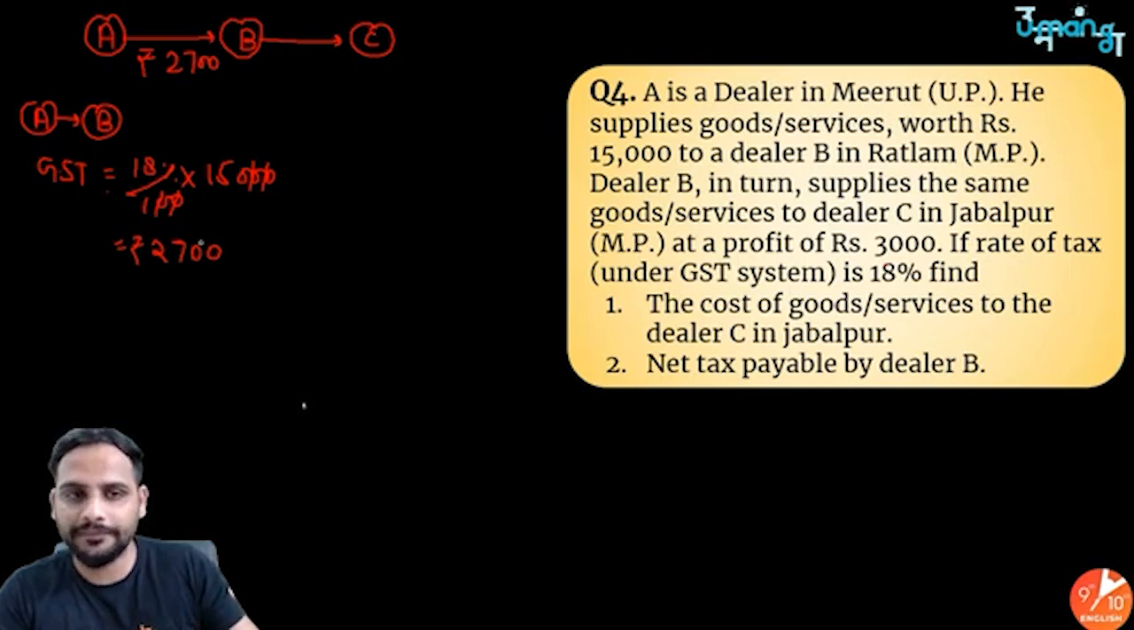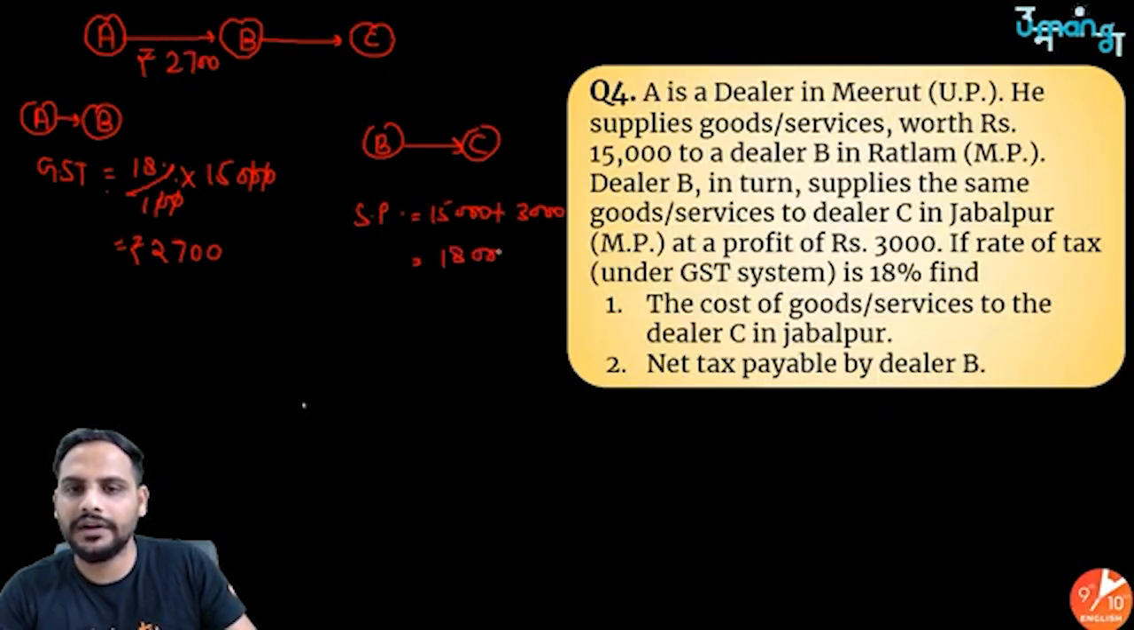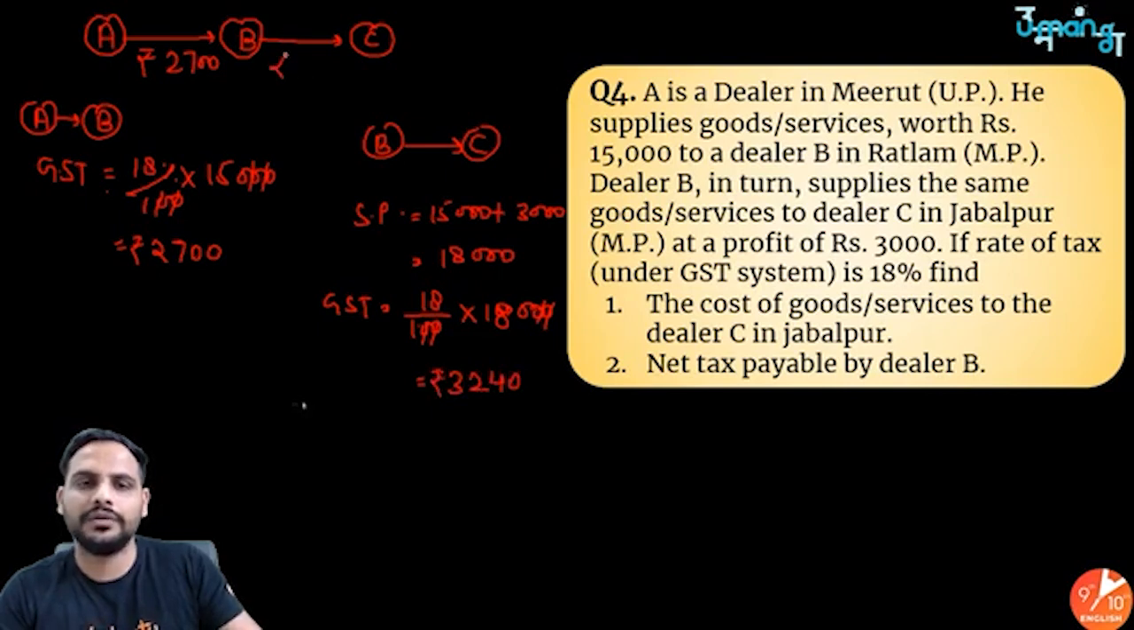So when I go from B to C, the selling price becomes 15,000 plus 3,000, that is 18,000. So GST will be 18 percent of 18,000. Two zeros got cancelled with two zeros. 18 into 18, 324, so here it is rupees 3,240. That is what we have got.